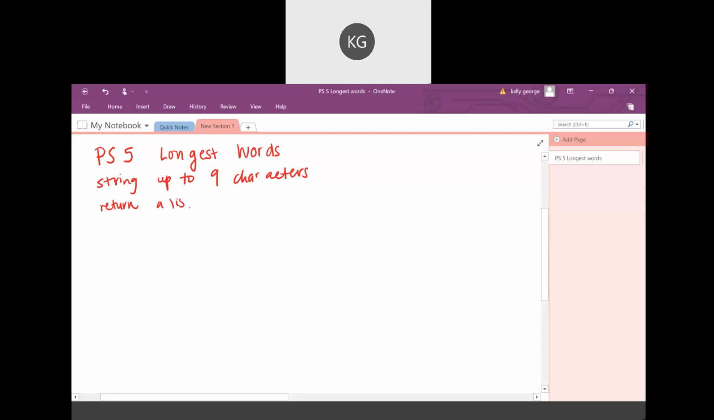a list of the longest words that could be made with those 9 characters. And it needs to return it in alphabetical order. So if you're not returning in alphabetical order, then it's not going to give you the points.